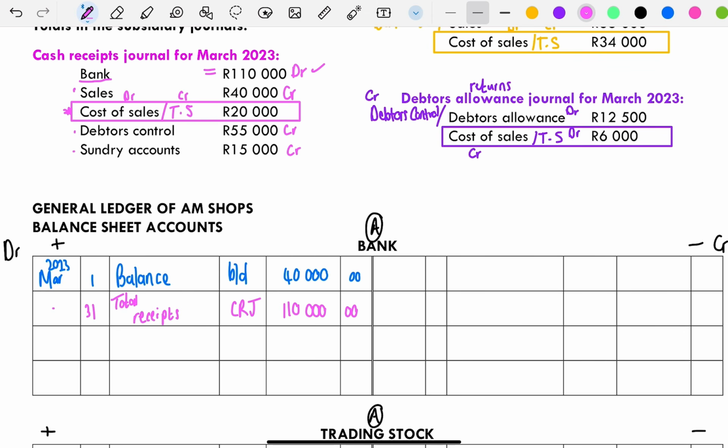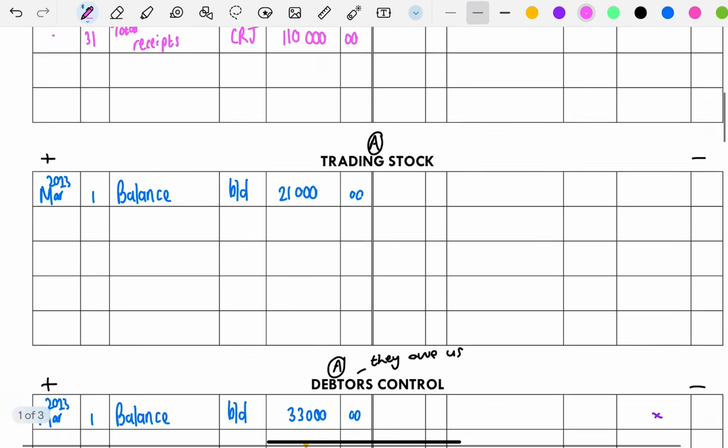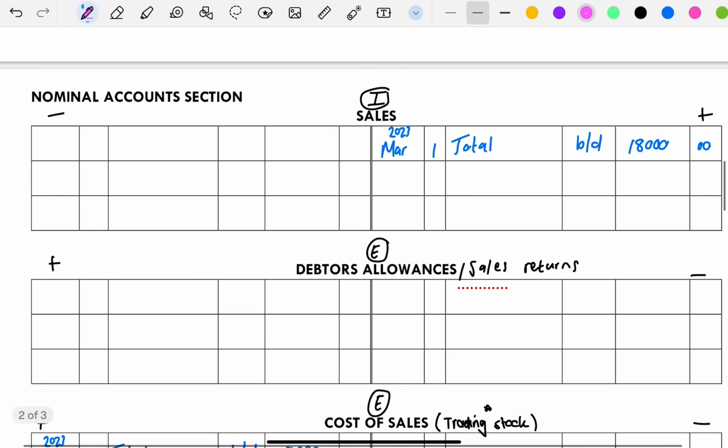Now I'm going to sales and I'm going to credit 40,000. My posting rule says I must credit sales, and it makes sense because yes, I do have more sales on the last day of the month from the CRJ. Now, the details we need to write in asks us, where is the debit of this 40,000?